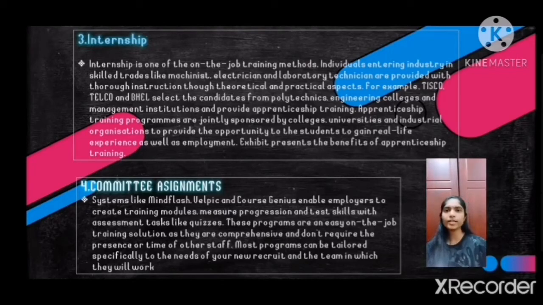Number 4, committee assignments. Systems like MindFlash, Wellpeak, and Cost Genius enable employees to create training modules, measure progression, and test skills with assessment tasks like quizzes. These programs are an easy on-the-job training solution. As they are comprehensive and don't require the presence or time of other staff, most programs can be tailored specifically to the needs of your new recruits and the team in which they will work.